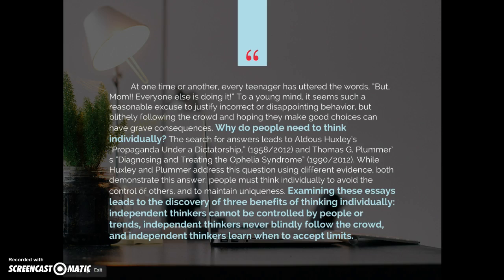After she writes her synthesis question, you see that she introduces both of the texts that she'll be working with. In this case, she does Propaganda Under a Dictatorship and Diagnosing and Treating the Ophelia Syndrome. That's also important to do in your introduction because it again gives context. So far we've seen 3 things that the student has done. She's opened with an attention getter, a way to grab the audience, to build common ground, all that stuff that you want an introduction to do.